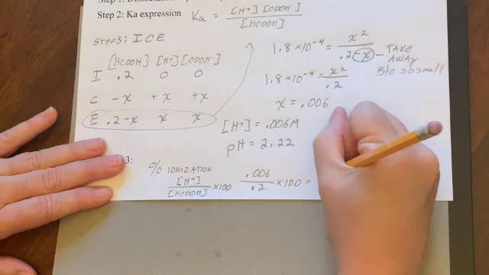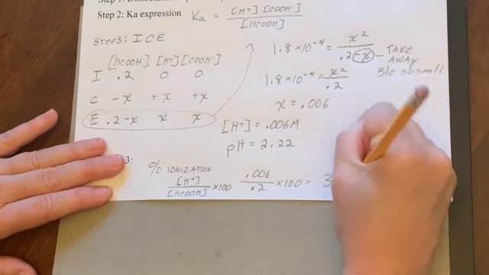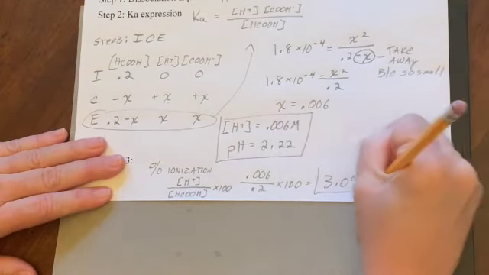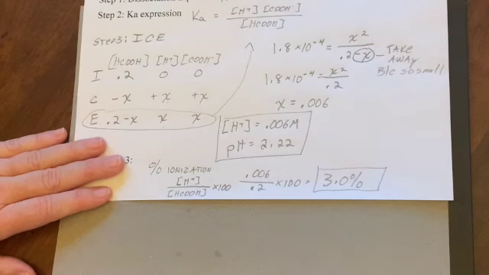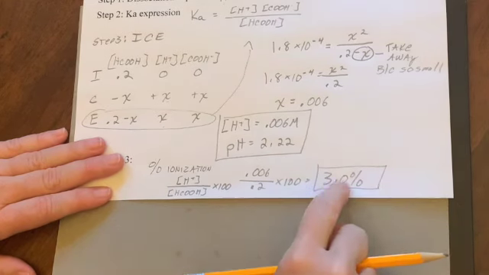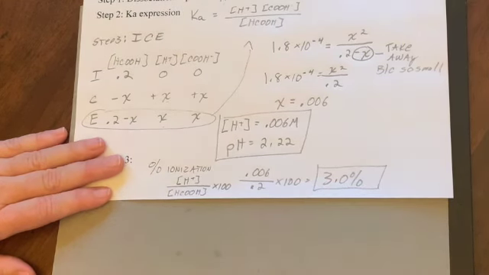And that gives you 3% ionization. So there are our answers. All right. And just so you know, it's fine to use the shortcut as long as you're under about 5% ionization, and we are. All right, so we're good to go. You're always going to be able to use that shortcut though.